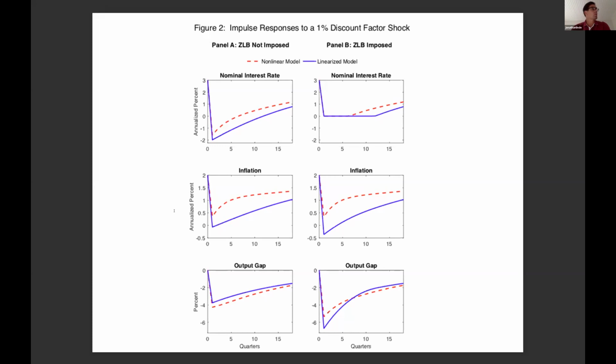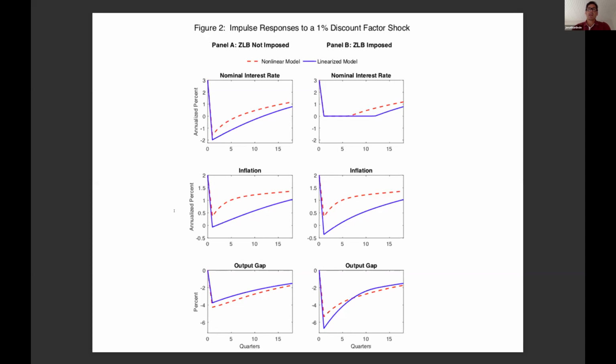And what you see there is that inflation, in particular, I should say the output gap, falls even more, of course, than when the zero lower bound binds. So now it falls over 6%. And that causes inflation now to fall into deflationary territory for about a year in the linearized model.